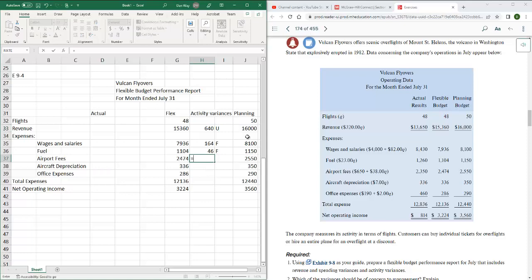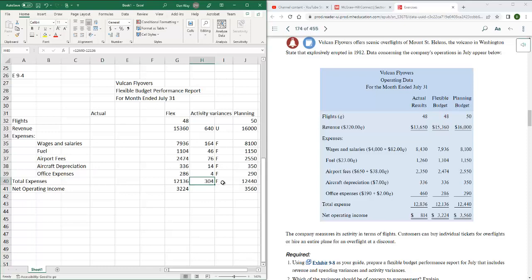All right, airport fees, $25.50 minus the $24.74 or $76. Again, favorable. Got a small difference here in depreciation. Just to be explicit, I'll punch in the numbers there, $14. That's favorable. Just a few bucks for office expenses, $4 in total. Again, favorable. And then total expenses, since we've got the totals, I'll just do that math separately. $12,440 minus $12,136, $304 favorable.